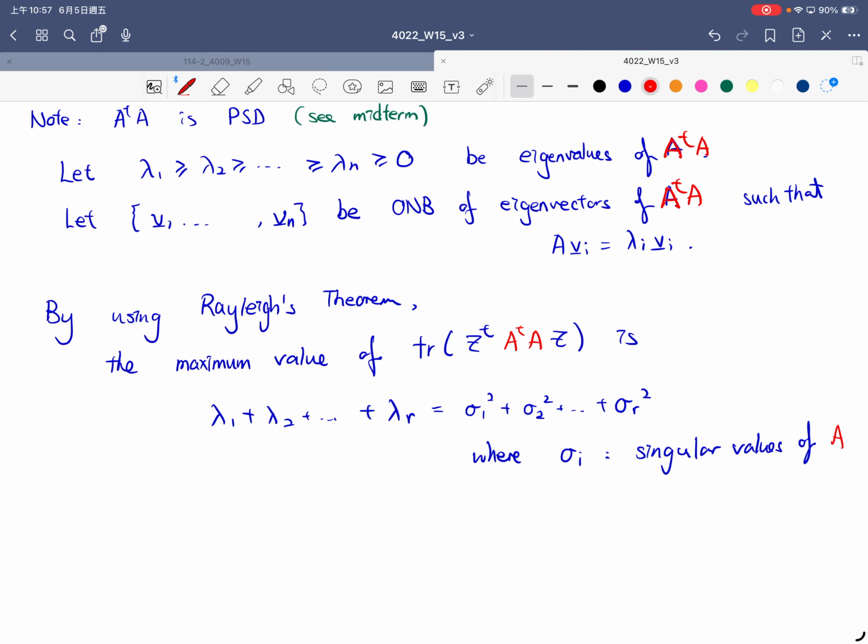And moreover, according to the same theorem, this maximum value is attained when you take Z to be formed by the R largest eigenvectors. So this is attained when Z is formed by the columns of eigenvectors corresponding to the R largest eigenvalues of A transpose A. So in other words, it would be V1, V2, up to VR.